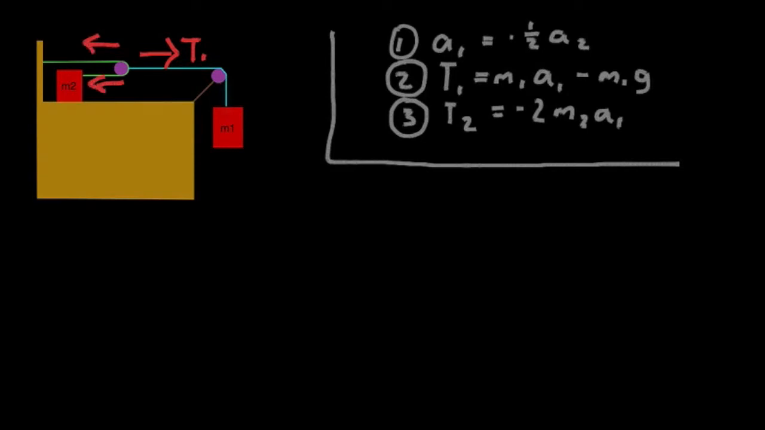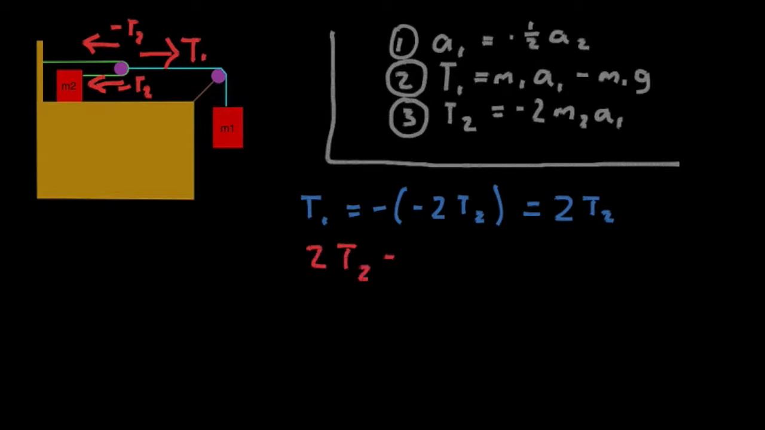Each of the forces pulling it to the left is equal in magnitude but opposite in direction to T2, so we will call them minus T2. In other words, T1 is equivalent in magnitude but opposite in direction to minus 2 T2, or simply equals 2 T2, which means that we can rewrite equation 2 as 2 T2 equals m1 a1 minus m1 g, and we can rewrite equation 3 by multiplying both sides by 2 as 2 T2 equals minus 4 m2 a1.